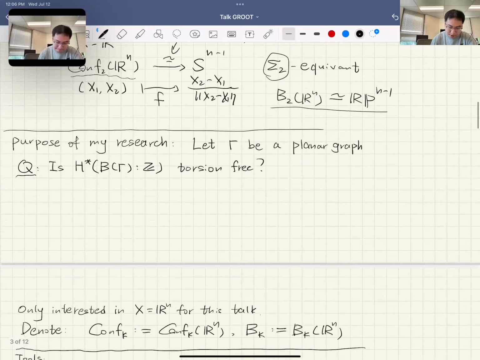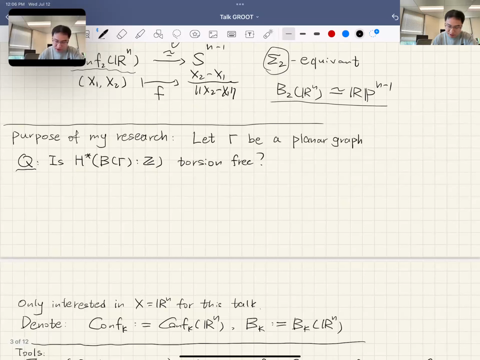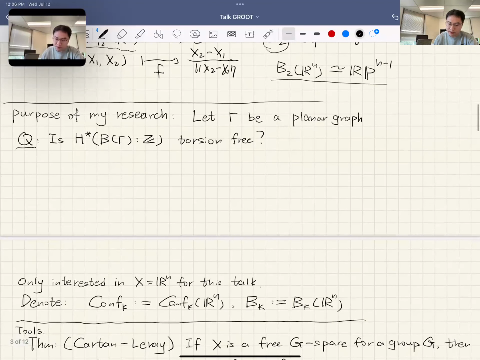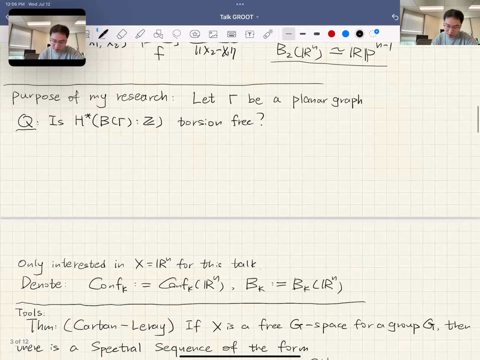Okay, so the final purpose of my research is to do something regarding the cohomology of the unordered configuration space of a planar graph. So let Gamma be a planar graph. The general question to ask is: what is H^* of B(Gamma) with coefficients in Z, is it torsion free? Okay, that's a pretty broad question.